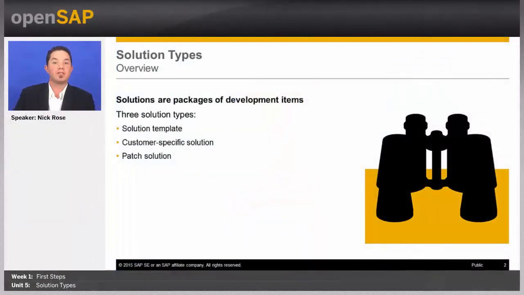Now, first of all, what is a solution? A solution is really the package of development for the SAP Cloud Application Studio. It'll have the collection of different development objects or artifacts that you will build, create and maintain. And then we can use these to move this content to other tenants, whether it be a test or production, etc. Now there are three types of solutions that we'll talk about.